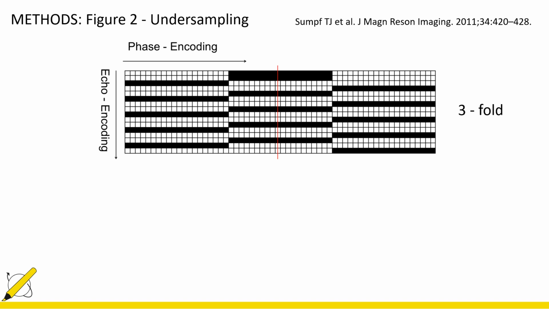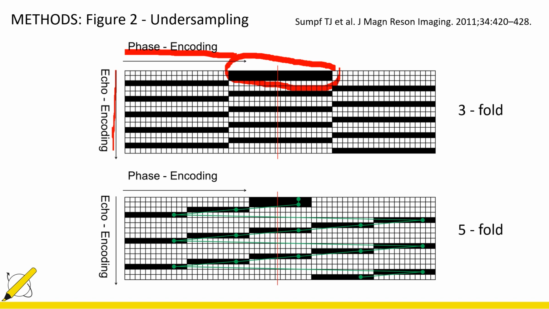Additionally, we wanted to accelerate by using undersampling. So we implemented a block sampling, which was developed by Tilman Sumpf. It basically is a continuous block of k-space samples, where you can see here an example for threefold undersampling, where you have your phase encoding direction from left to right, and your echoes from the first echo to the last echo, from the top to the bottom, and your frequency encoding goes basically into the screen. And you have white samples being not sampled and black samples sampled. And here another example of a 5-fold acceleration, where you obviously have even fewer samples in k-space.